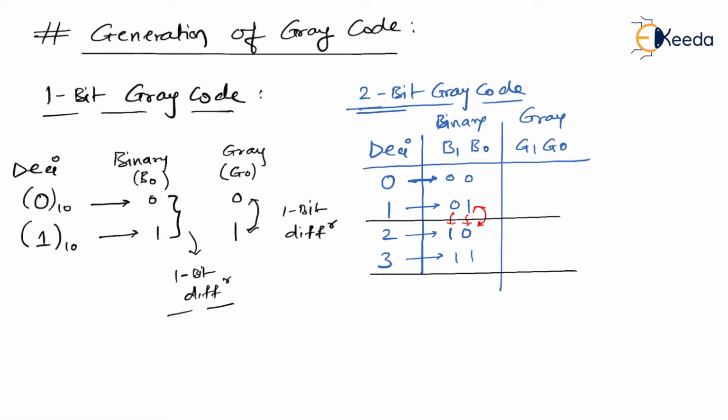Now, compulsorily, the MSBs of the upper part, so this is the upper part, should be filled with 0 and the MSBs of the lower part should be filled with 1, compulsory. Irrespective of whether the gray code is 2-bit, 3-bit or 4-bit, the MSBs of the upper section should be 0 and the MSBs of the lower section should compulsorily be 1.